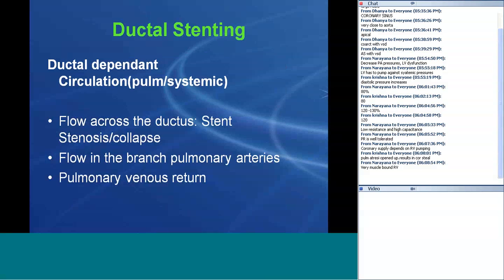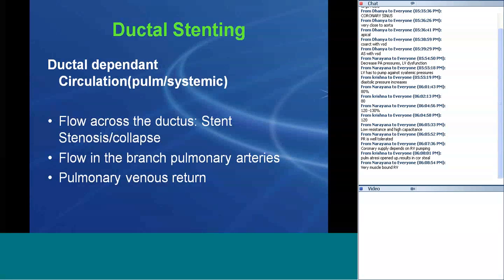Now another last procedure, ductal dependent circulation. It can be either pulmonary or systemic. Flow across the ductus, stent stenosis, collapse, this we should very carefully look into, because these are very small stents. Usually this will be 4 millimeters, 4.5 millimeters, 3.5 millimeters stents. So these patients should be put on proper antiplatelets and anticoagulants, and they should be on every checkup.